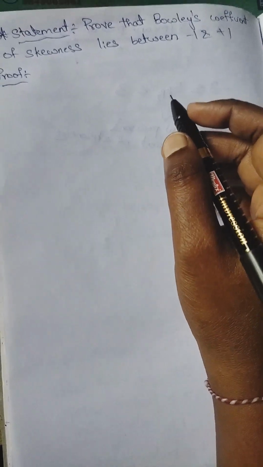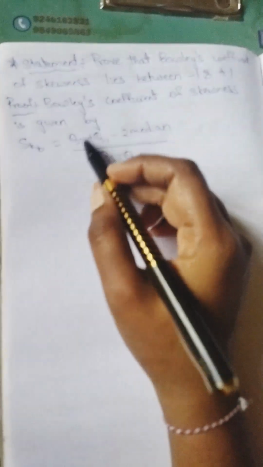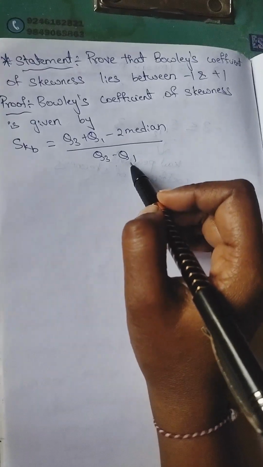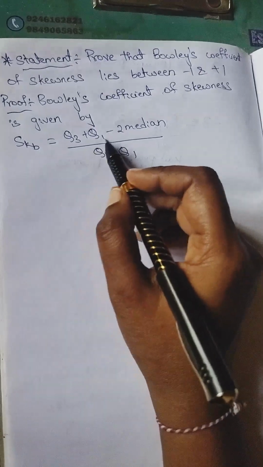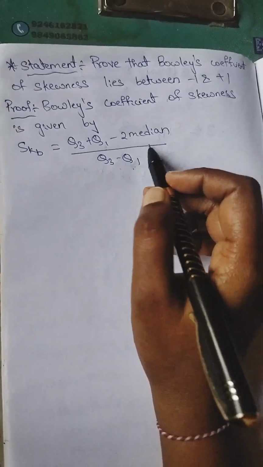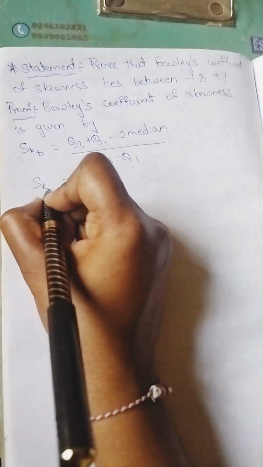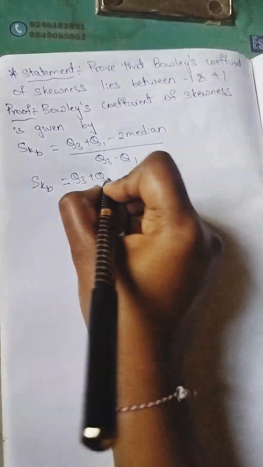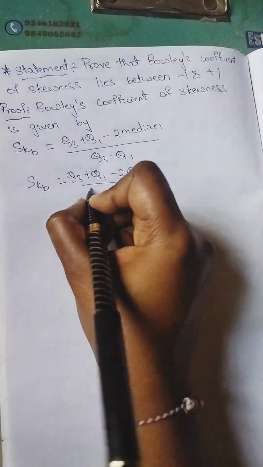Bowley's quotient of skewness is given by SKB equal to Q3 plus Q1 minus 2 median divided by Q3 minus Q1. Now Q1, Q3 are the quartiles, first quartile and third quartile. Median you can take as Q2, which is the second quartile. So SKB equal to Q3 plus Q1 minus 2 Q2 divided by Q3 minus Q1. So we can put this aside.